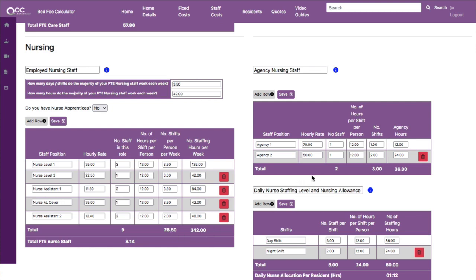Then you have agency nurses, and this is where, in particular, a blended hourly rate becomes more important, especially if you use a lot of agency nurses.